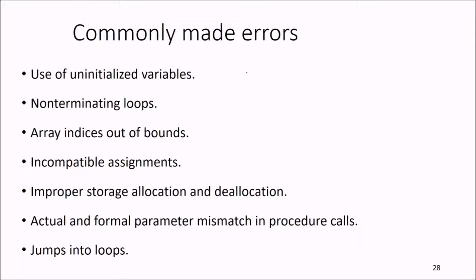What are the common errors engineers tend to make? Every software person would make these mistakes. They may use uninitialized variables, or they may have non-terminating loops, like the while loop I mentioned. Array indexes may be out of bounds, and assignments may be incompatible. You're assigning an integer to a double, which will be a warning, or you're assigning a character or string to an integer. If you are allocating, you are not deallocating, and vice versa. These are improper storage allocation and deallocation. Actual and formal parameters in function or procedure calls may be mismatching. And while using jumps into loops, the jumps may not be proper.